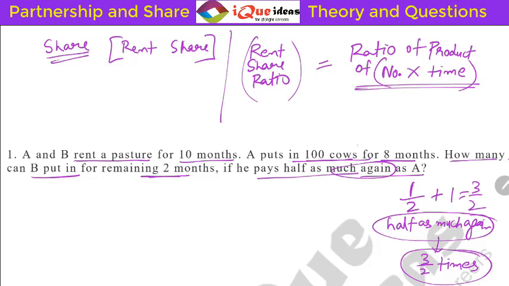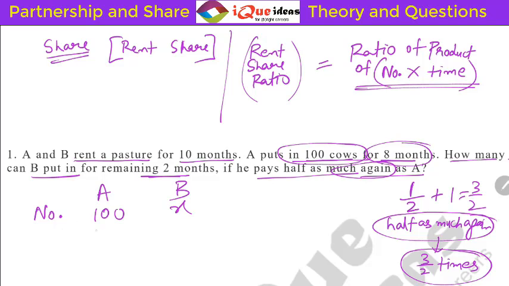So here, A is putting 100 cows for 8 months. How many can be put in for the remaining 2 months if he pays half as much again as A? So what we should do is, let's say A and B: the number of cows with A is 100, and the number of cows with B is X. We don't know, we have to find that.